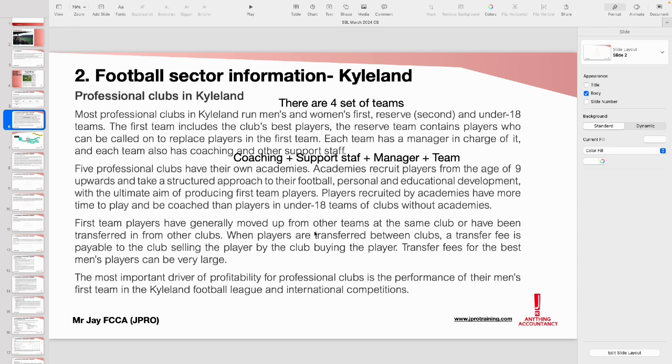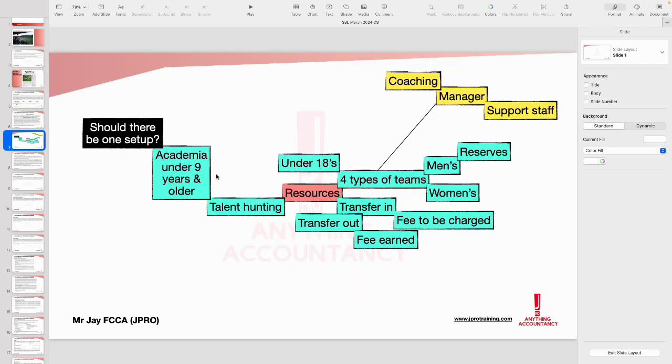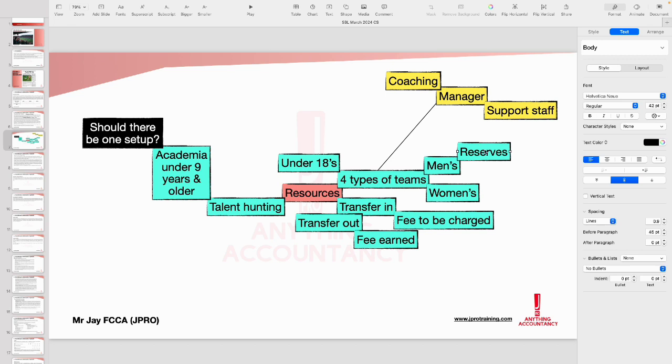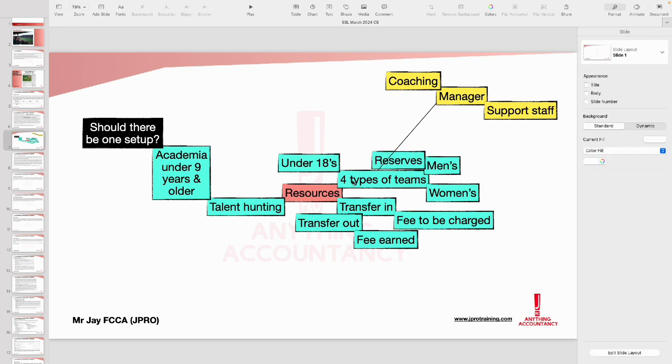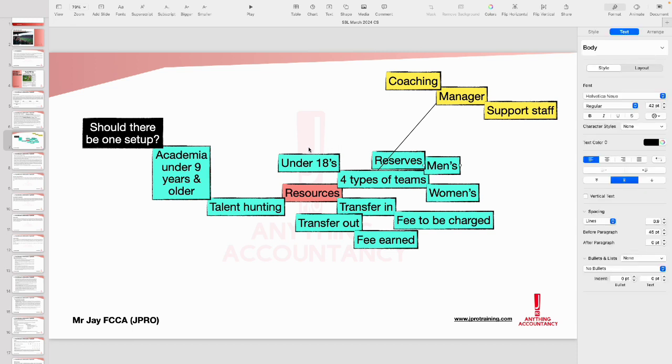Okay. Now, transfer fees are best can be realized. The most important driver for profitability for professional clubs is the performance of their men's first team in KLN Football League and international competition. So we already know that this team is the one that's most important. So we can just put this team on this side. Okay, this team, remember, is kind of supported by the reserve team, and also the under 18. But the most important one is how this team performs.